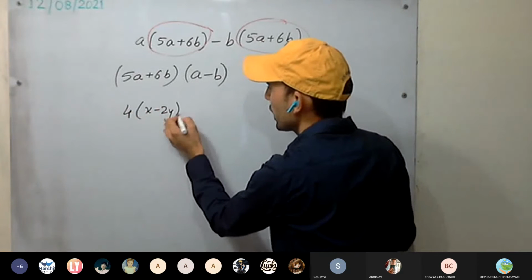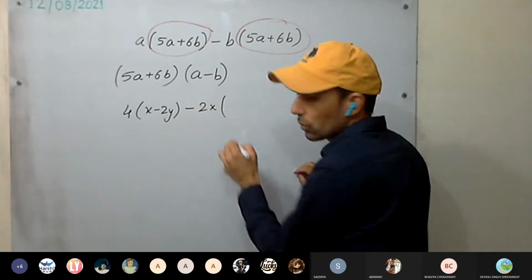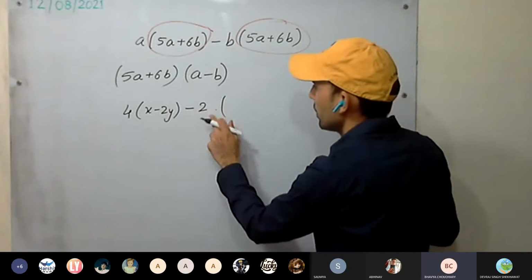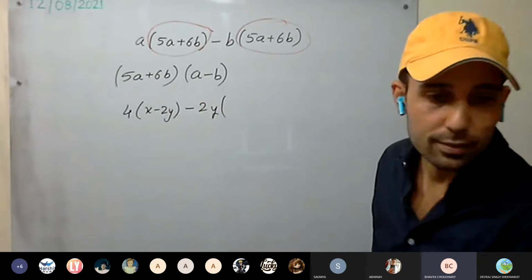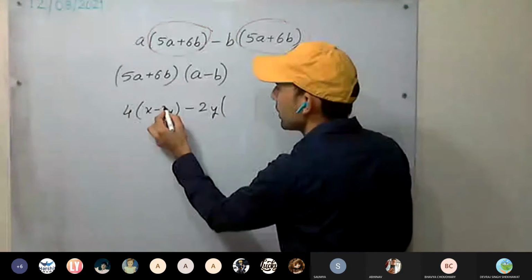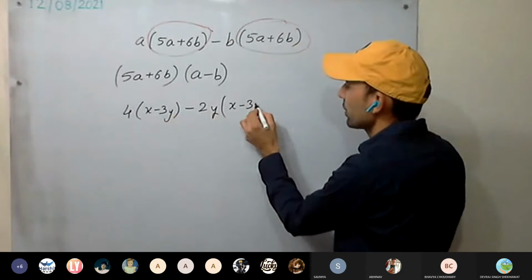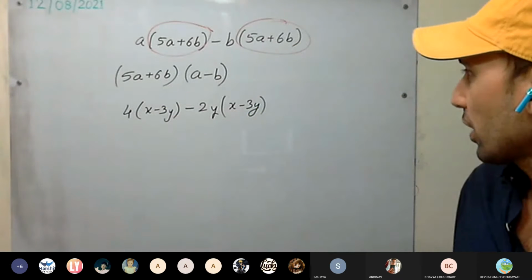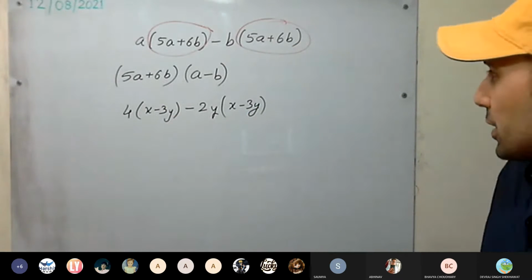4x minus 2y minus 2x, 2y, yes, 3y. Minus 3y it is. Okay, here minus 3y, x minus 3y. This is the question: 4(x minus 3y) minus 2y(x minus 3y).